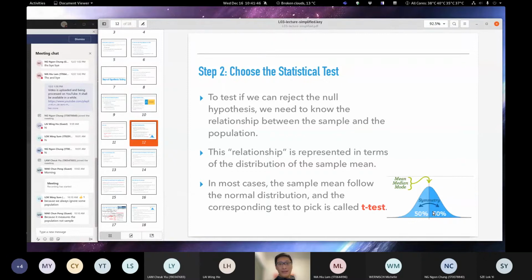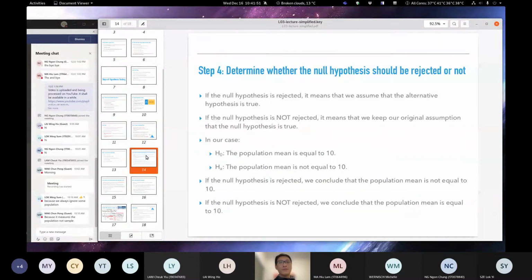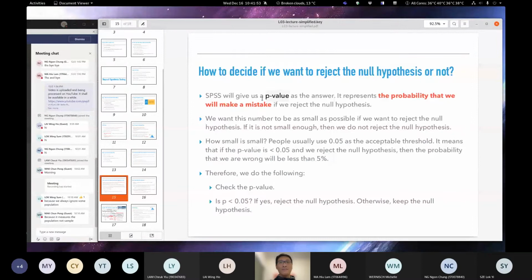Now, this is the assumption behind the t-test. And this assumption is also used when SPSS calculates the p-value for the t-test. Now, I will skip the mathematics of the calculation here, but just to let you know that this p-value comes from the normal distribution assumption. And if it is not normally distributed, then we have to find another way to do it.